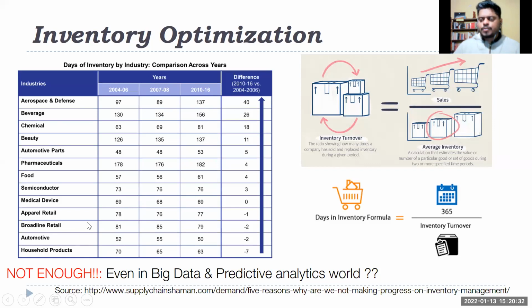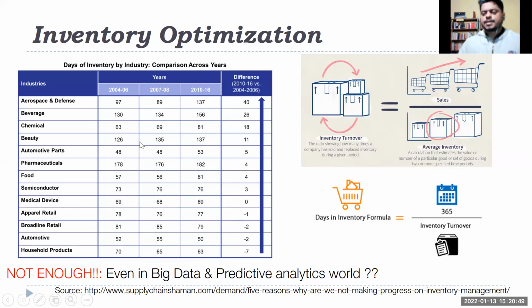Apparel retail, your clothes and all those things, 78, again 2.5 months. That has not changed much over the years. Pharmaceuticals, see the number, almost half a year, right? 180, 178 days. It is almost remaining in that range.